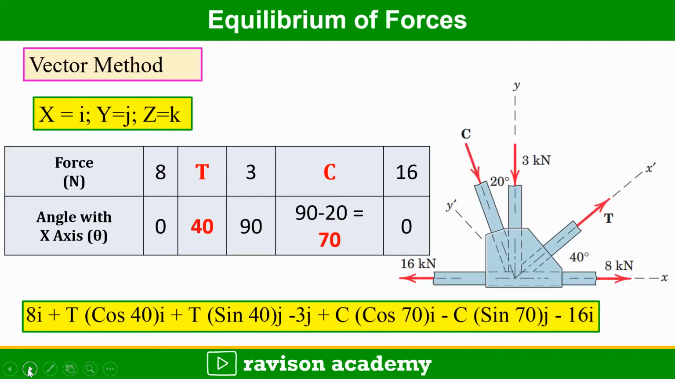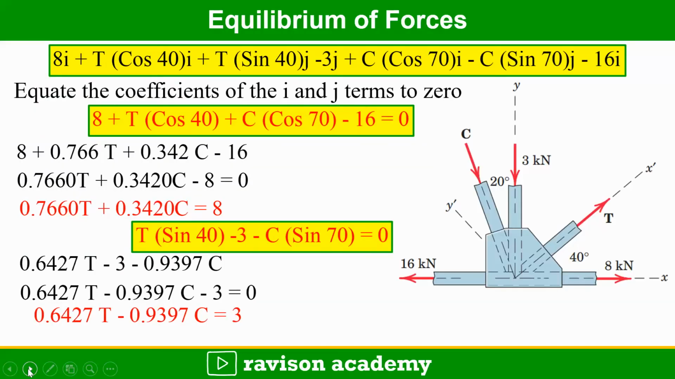Coming to the vector method, we can take the forces along x-axis as i and forces along y-axis as j and forces along z-axis as k. So in this problem, only the 2-dimensional problem, only i and j are considered. So from the force diagram, we can write 8i plus T cos 40 of i plus T sin 40 of j minus 3j plus C cos 70 i minus C sin 70 j minus 16i. Here x components are taken as i and y components are taken as j.